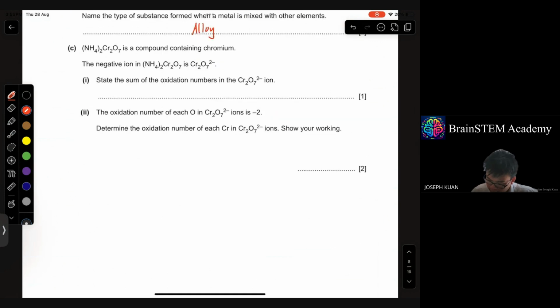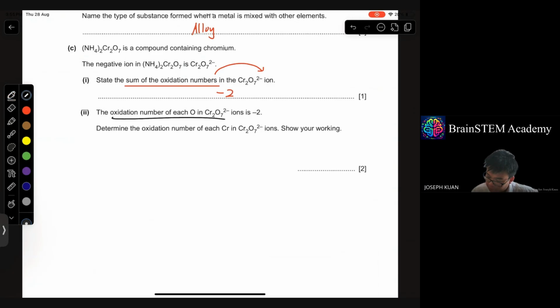Next, this chemical is a compound containing chromium. The negative ion in this compound is Cr2O7 2-. State the sum of the oxidation numbers in the particular ion. The sum of oxidation number, we look at the charge. So that being -2.